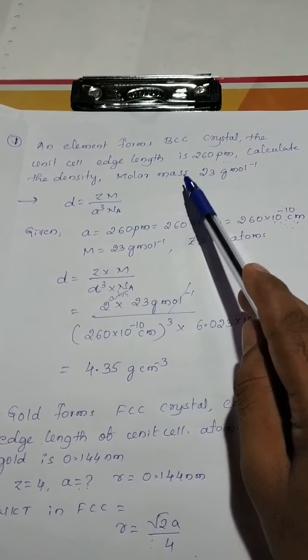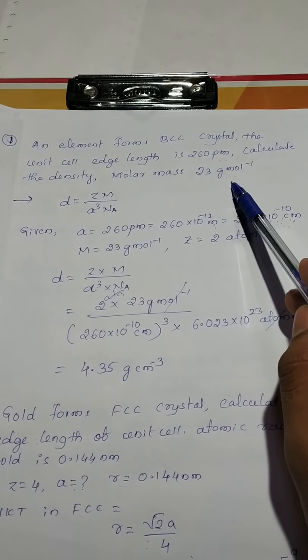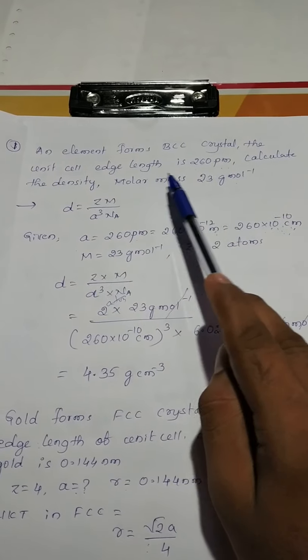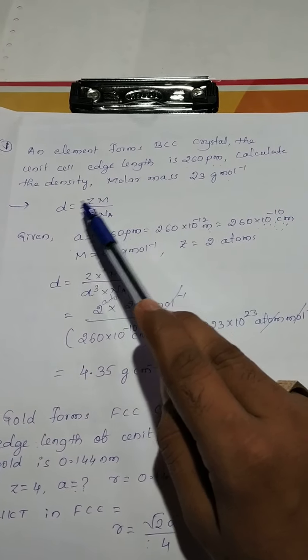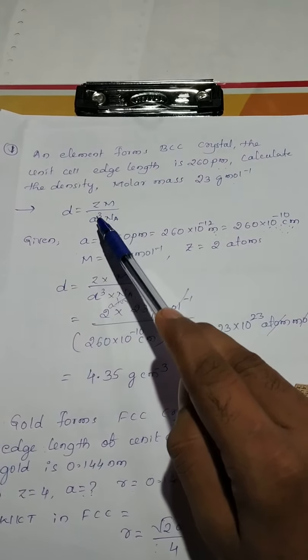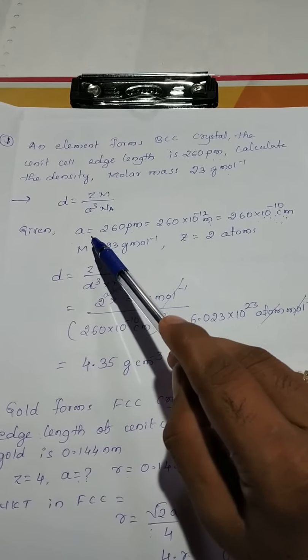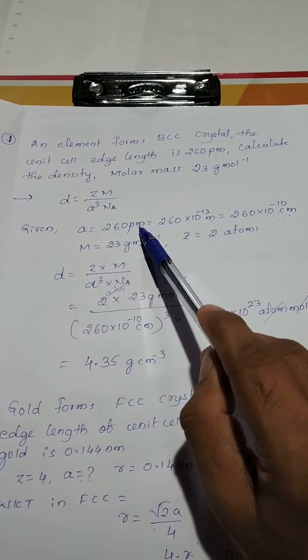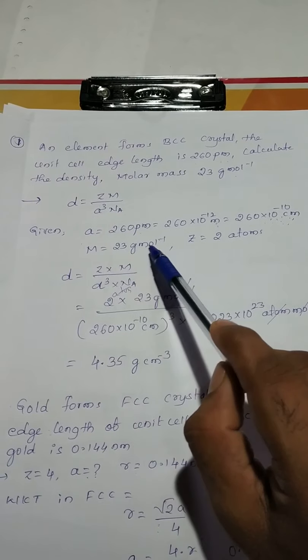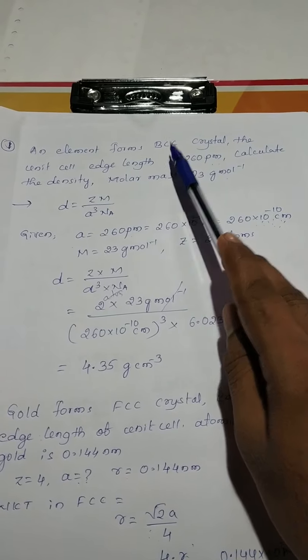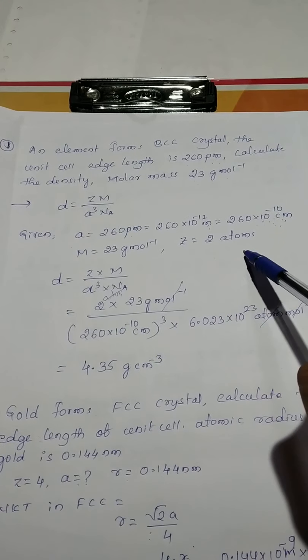The molar mass, capital M, is given as 23 gram per mole. Based on this we use the formula D equals Z into M divided by A cube into Na. Given data: A is 260 picometer, M is 23 gram per mole, and Z for BCC is 2 atoms.